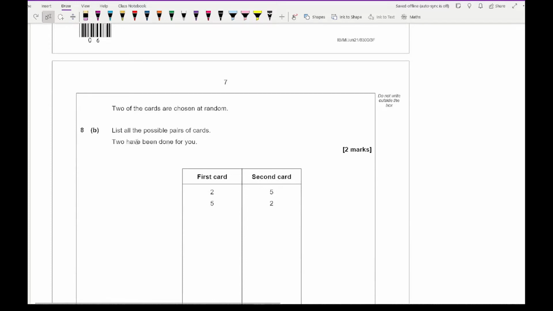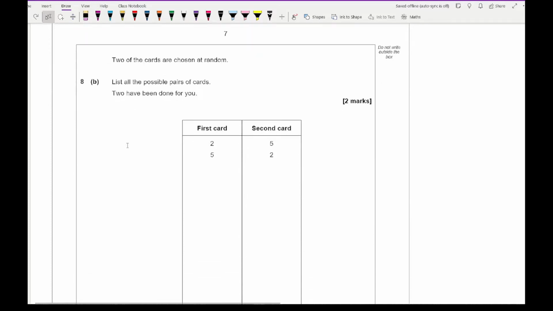Moving on to question 8b, it says 2 cards are chosen at random, list all possible pairs of cards, 2 have been done for you. So for this, all we need to do is just fill in the numbers. Now again you could do in any order, but you should recognize that there should be 12 options altogether, so you need to write the other 10 options.